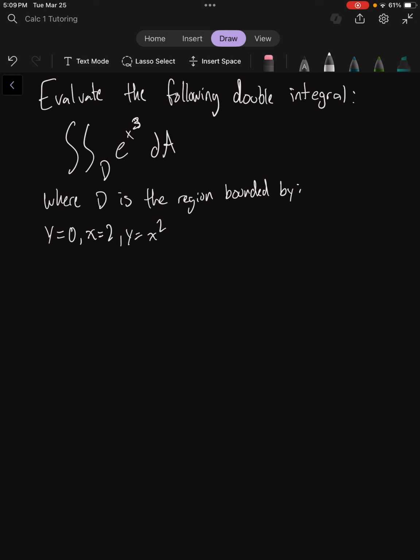We're evaluating the double integral of e to the x cubed dA, where D is the region bounded by y equals 0, x equals 2, and y equals x squared. So the first thing we should do is try to graph our actual bounds, right?